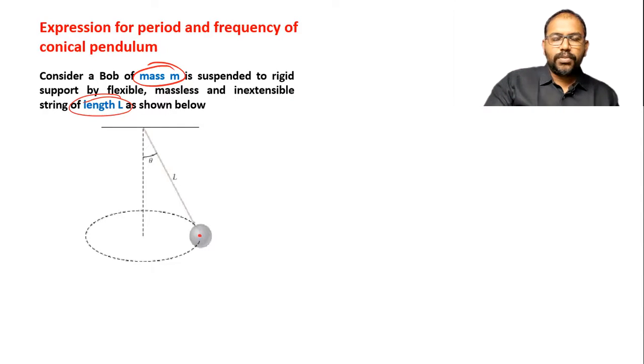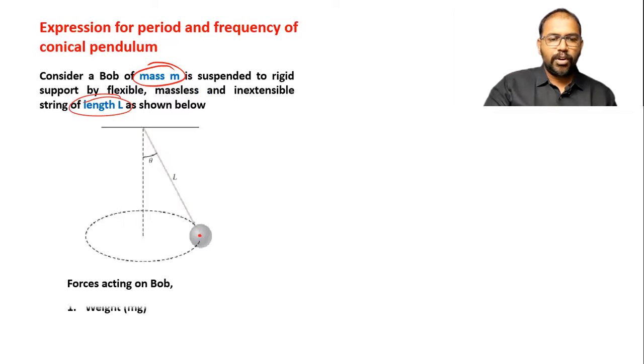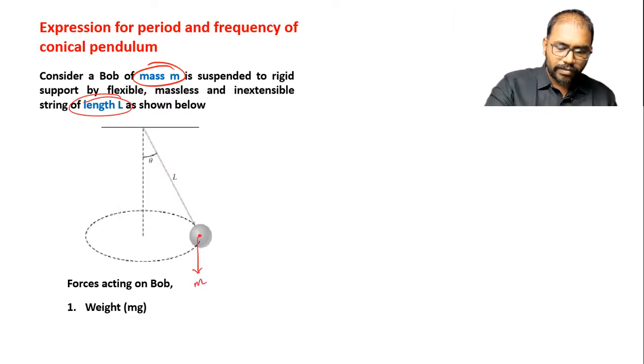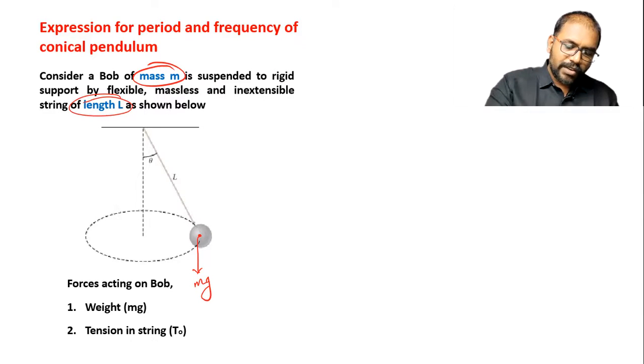Now we have to consider the forces acting on the bob. The first force acting on the bob is its weight mg, in the downward direction. The second force is the tension in the string. For tension, we are using T0 here. This is T0, the tension in the string.